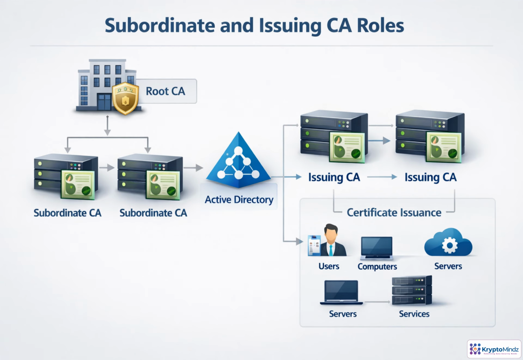A subordinate CA gets its authority from a parent CA, usually the root, and acts as the workhorse of the hierarchy. It's responsible for issuing and managing certificates for users, computers, servers, and services. In Microsoft environments, Enterprise issuing CAs integrate tightly with Active Directory templates and auto-enrollment. By keeping the root CA offline and using separate issuing CAs for daily operations, you gain strong security while still staying flexible and scalable.